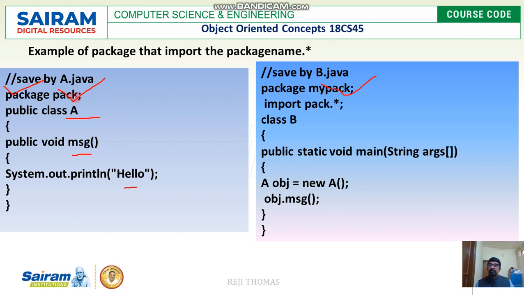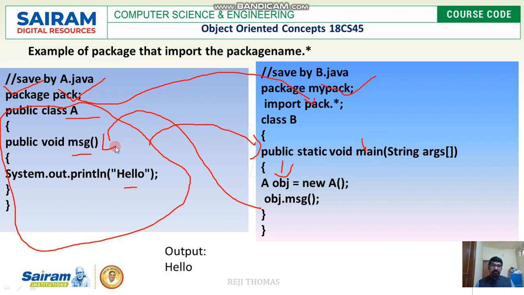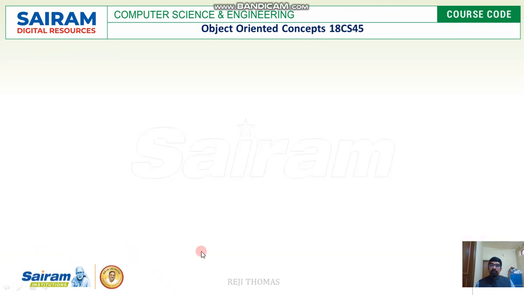Look at this. What is pack? Pack is a package. I'm going to import dot star. That means I'm going to import the entire package, however many classes there are. So every class we are going to import with this. This is the main method where I've created an object of the class A. Using this, I will use this method. What is the method? The method is to print a hello message. So I'll be getting the output as hello. So this is one way of doing it.